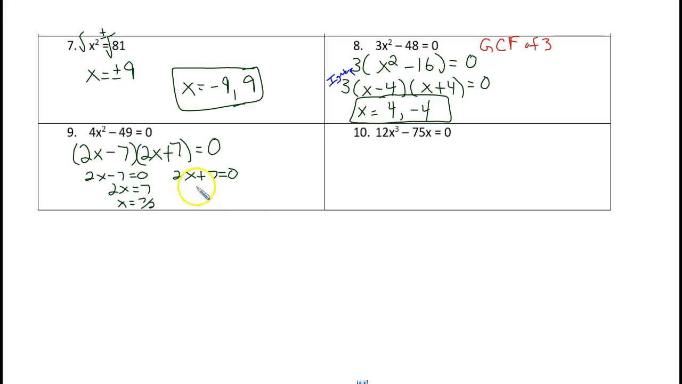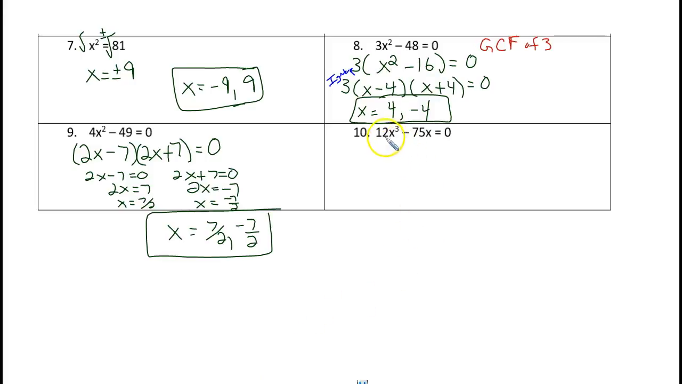And of course, I think you know what the other one's going to be. It's going to be the opposite of 7 over 2, but we'll go ahead and subtract 7 and then divide by 2 to get negative 7 over 2. So our two answers are 7 over 2 and negative 7 over 2.